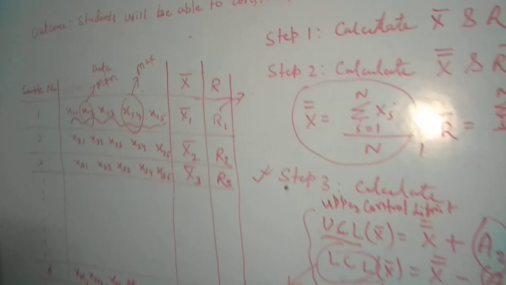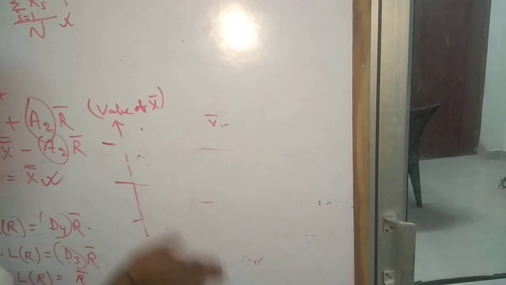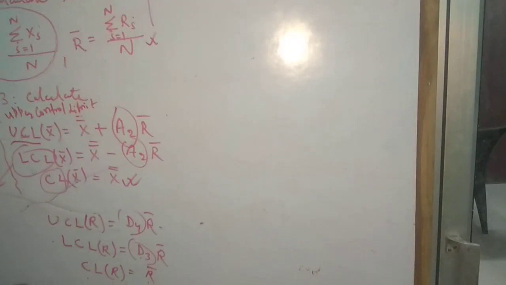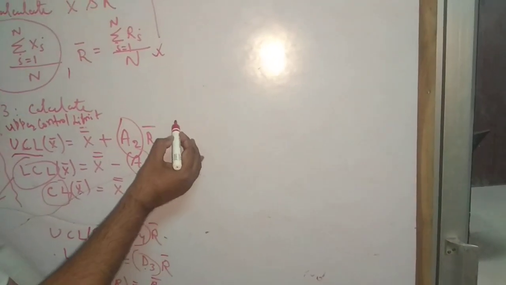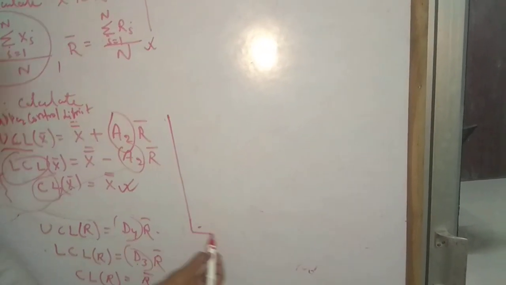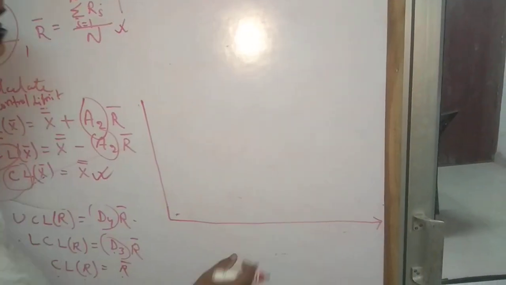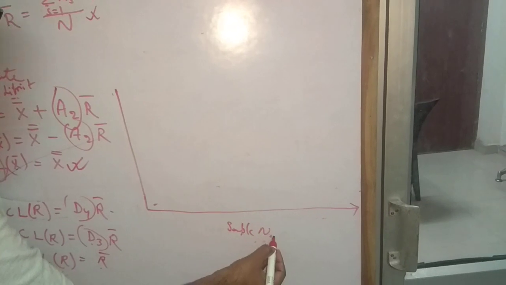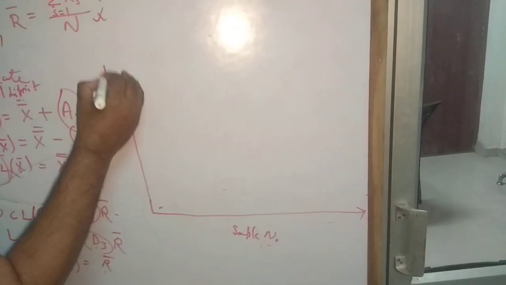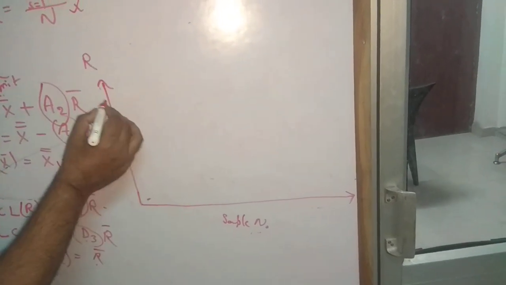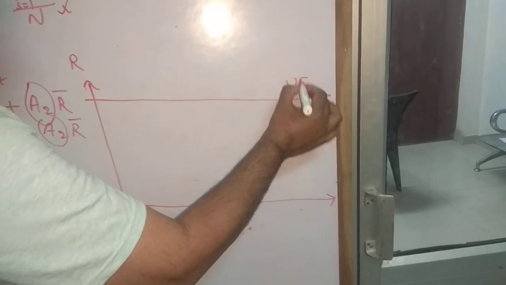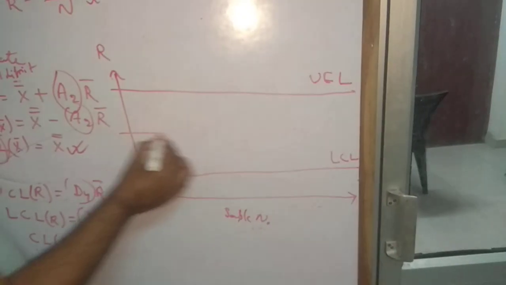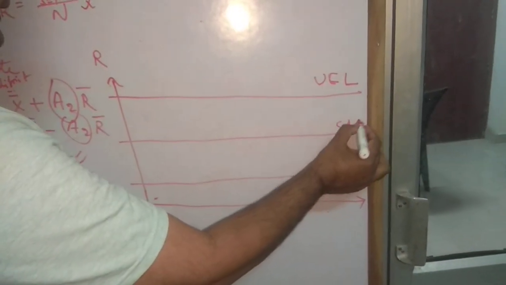Okay. After drawing the X bar chart, the same procedure we followed for drawing the X bar chart will be repeated to draw the R chart. For the R chart also, on the x-axis we will put the sample number, and on the y-axis we will put the value of R. First we will draw the UCL for R, the LCL for R, and the control line for R.